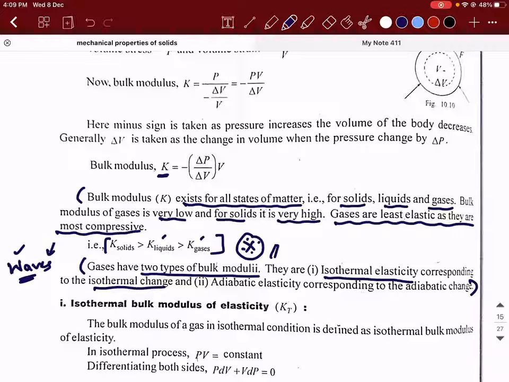Any idea of what is isothermal? Constant temperature. So iso means same. Yes, correct. Thermal refers to temperature here. So if any process is carried out at a constant temperature, we call it an isothermal process. Any idea about what is an adiabatic process? No change in heat. Yes. That is, no exchange of heat takes place.